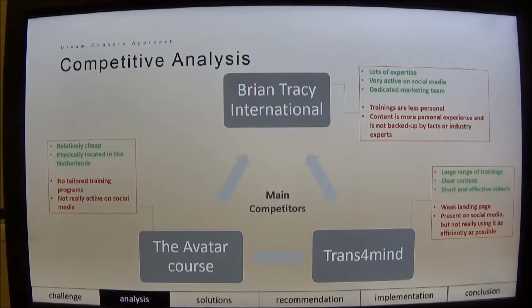So they are not being considered as the main competitors, but Brian Tracy is really the biggest one. They are by far ahead in everything, in assets and in content, the biggest competitor the Dream Chasers approach has at the moment.